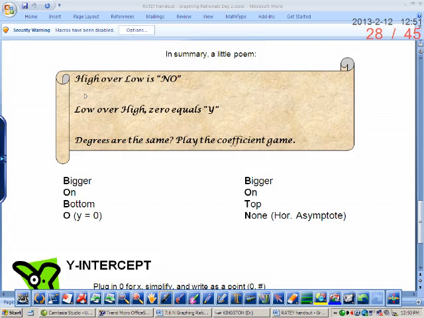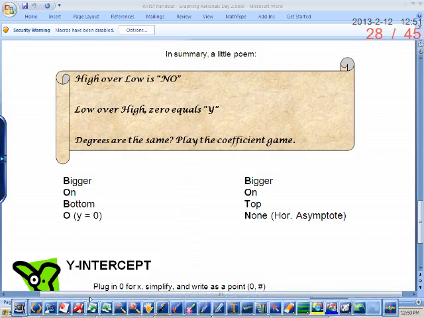Y equals 1. Okay. Lastly is our y for radii, and we plug in 0 for x. It's called the y-intercept. And how do we always find a y-intercept? 0 for x, and write it as a point.